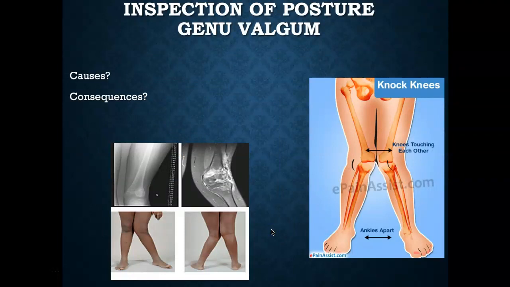Next, let's talk about genu valgum. So what is genu valgum? Genu valgum is knock-kneed, right? Or the progression of the femur into the midline, and then you can see the tibia kind of going outward. Some would call it the knees touching each other.